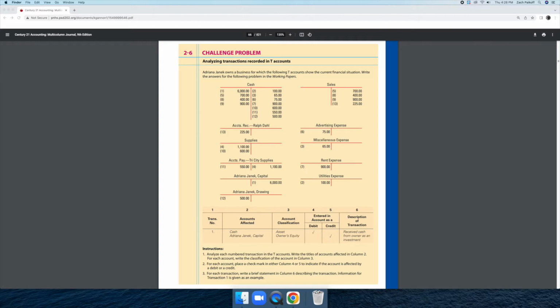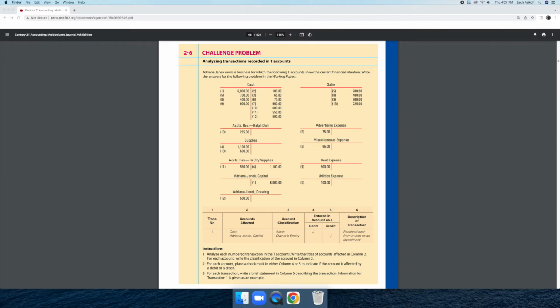Number 2 is asking us for each account to place a check mark in either column 4 or column 5 to indicate if the account is affected by a debit or by a credit. And number 3 is asking us for each transaction to write a brief statement in column 6 describing the transaction. Information for transaction number 1 is given as an example.